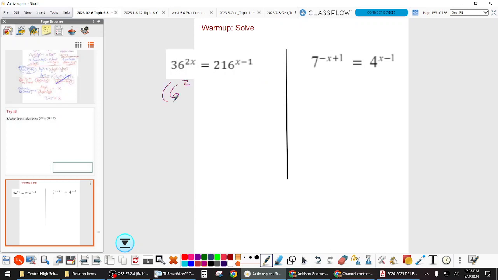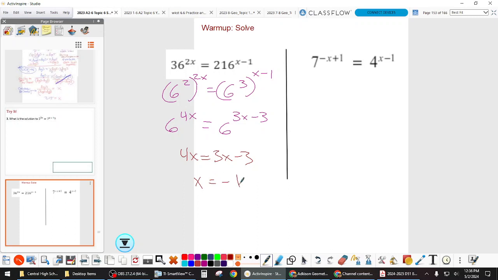So this is what Antonio said, we can write this as 6 squared and 6 cubed. And then power to a power means multiply, so 6 to the 4x and 6 to the 3x minus 3. Once bases are exactly the same, set the exponents equal. So 4x equals 3x minus 3, and then x equals negative 3. So that one can be done without a calculator and without too much work if you can see that the bases can be made the same.